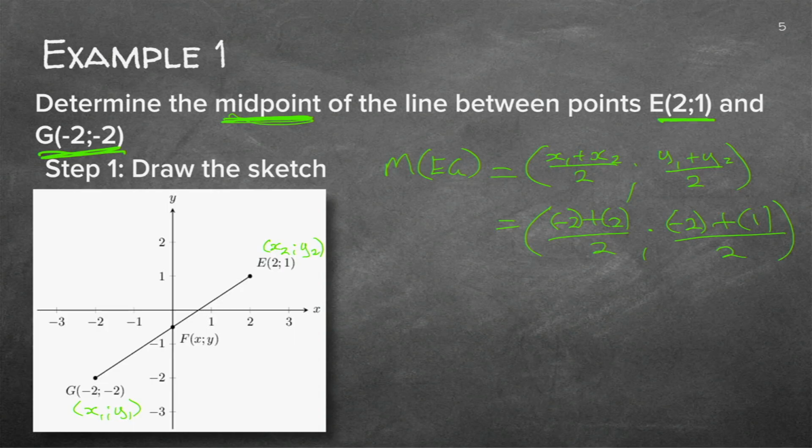y2 is 1. Now remember, I'm still busy with my midpoint here. I actually prefer to put the EG at the bottom. You can see whichever way, it doesn't matter, as long as you know I'm doing the midpoint of EG. If I work this out, minus 2 plus 2 is just 0, and 1 minus 2 is minus 1/2. Now that is supposed to be my answer.